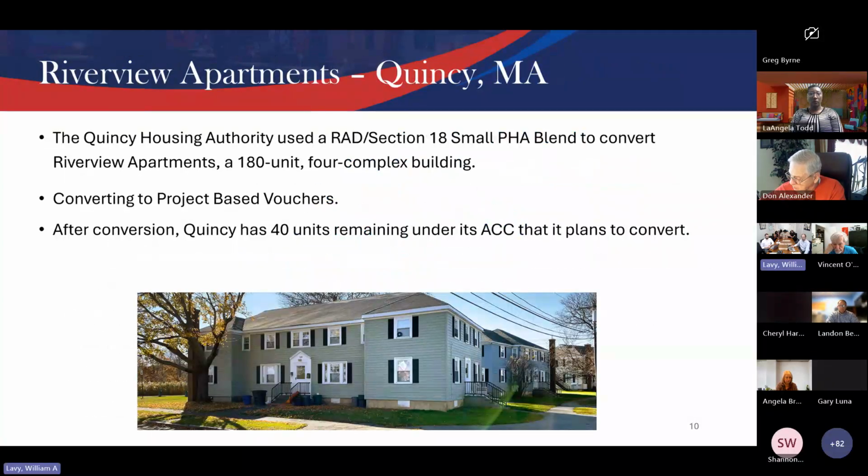I'm going to turn now to John, who'll walk through a couple of examples. Thanks a lot, Will. Appreciate you covering the policy. Now let's see how that policy is put into practice.